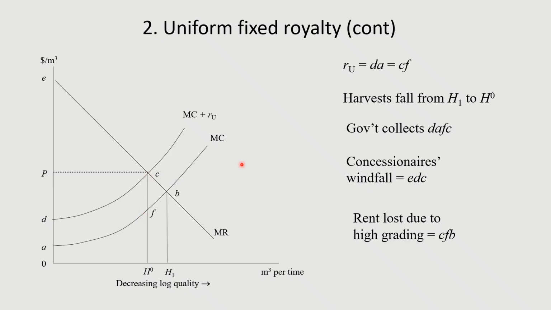What happens is that the amount of the royalty, RU, is equal to DA, which is equal to CF. The harvest has fallen. The government collects DAFC, this area in between the two supply curves. It collects that as a rent, leaving EDC to the concessionaires. So the rent loss due to high grading is given by this triangle CFB.